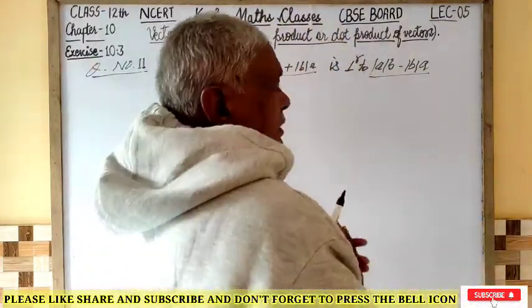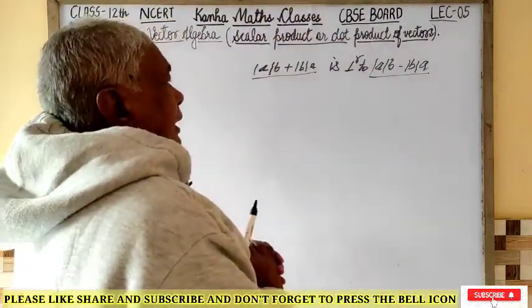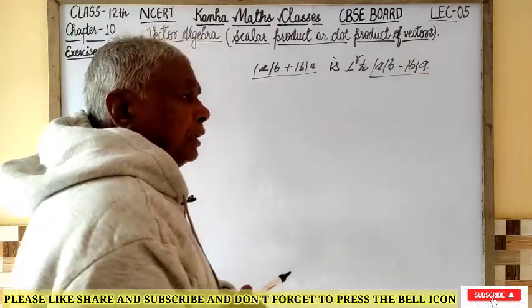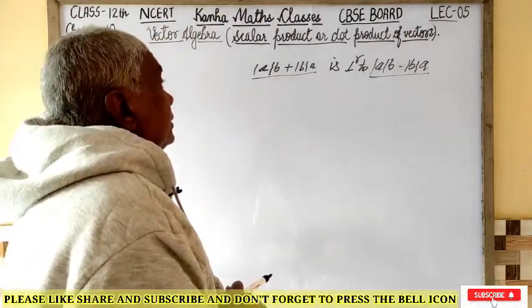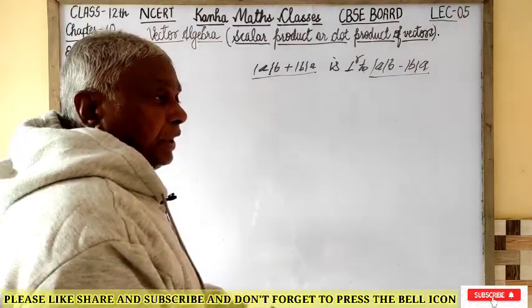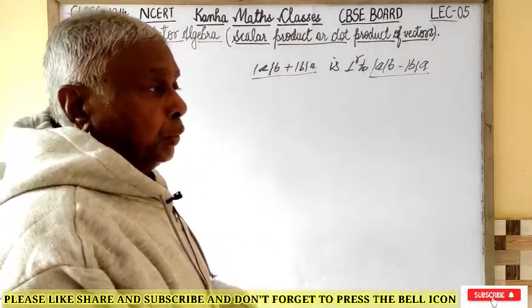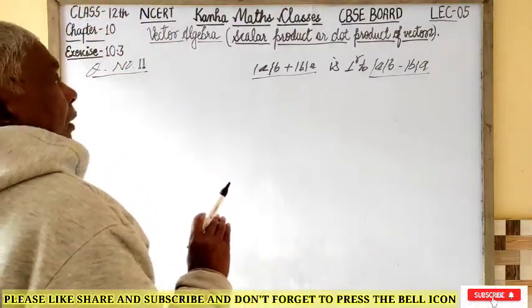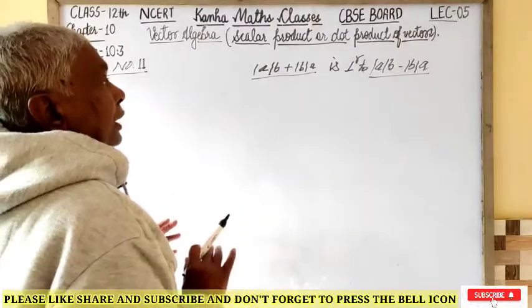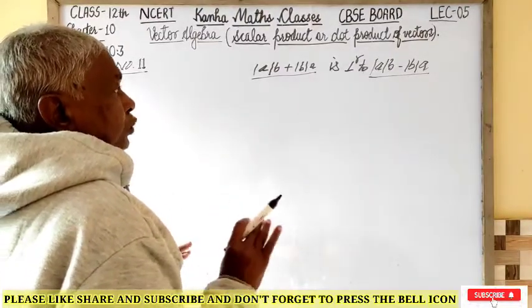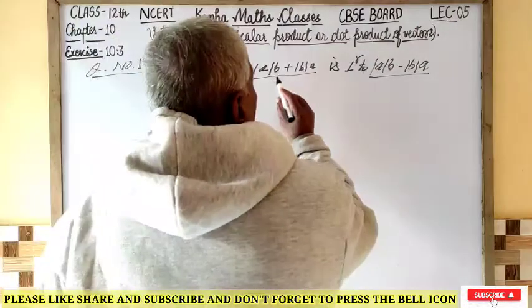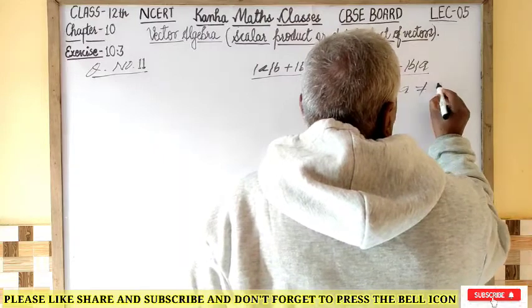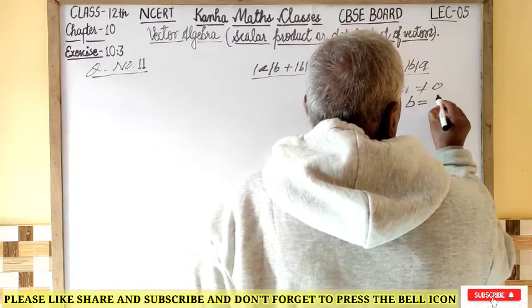Its condition is very simple: when two vectors A and B are perpendicular to each other, it means the scalar product or dot product A dot B is 0. This is the fundamental condition of two vectors being perpendicular to each other, that the dot product of these two vectors is 0, where A is non-zero and B is non-zero.